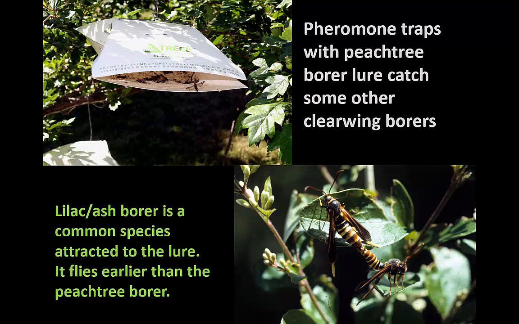Now, that being said, the pheromone traps with peach tree borer lure will catch some other clearwing borers. So if you're monitoring for peach tree borer, you will get a couple other species. Most commonly, you'll get what's called the lilac ash borer, which is a clearwing borer that is found in lilac, ash, and maybe privet. So do be aware that you'll get mostly clearwing borers in this trap, but not just the peach tree borer.